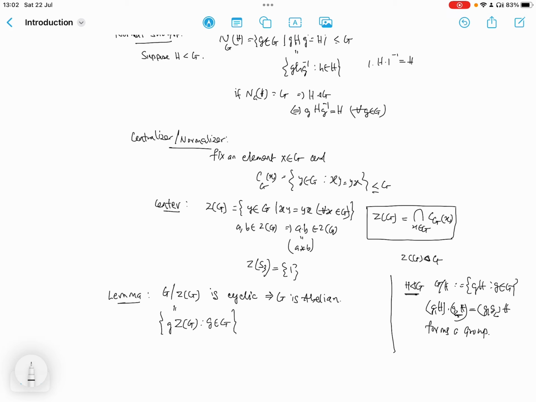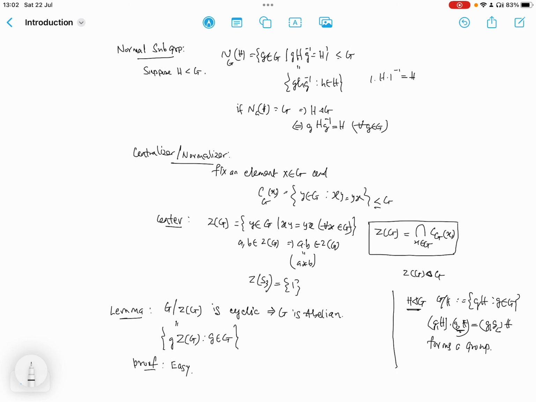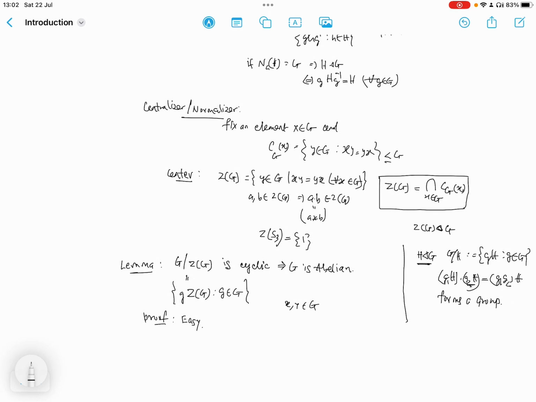That is an easy proof, and I'm not doing it here. What you need to prove is to take elements x and y from G and show that xy is yx. That is actually pretty easy to see, because you can take the coset representatives of these, and this is cyclic, so it will be generated by some a. Show that because it is cyclic, this group is commutative, so just do it.